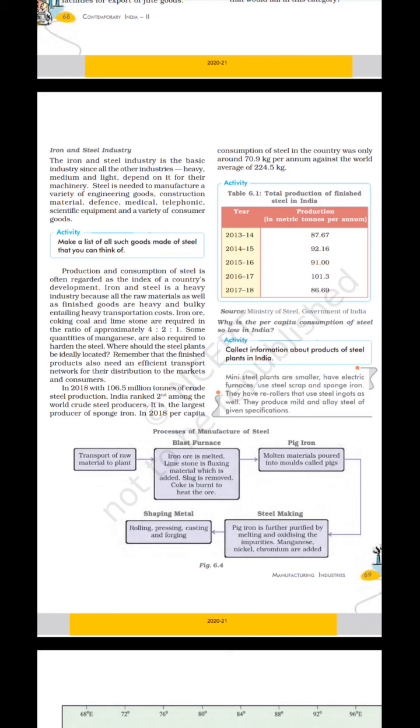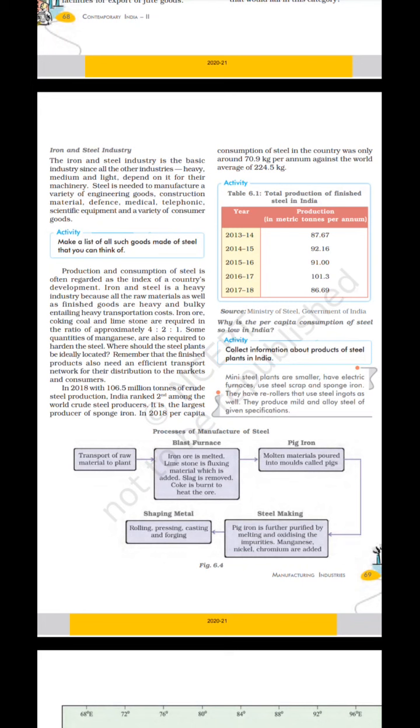Iron and steel is a heavy industry because all the raw materials as well as finished goods are heavy and bulky, entailing heavy transportation costs. Iron ore, coking coal, and limestone are required in the ratio of approximately 4 is to 2 is to 1. Some quantities of manganese are also required to harden the steel.